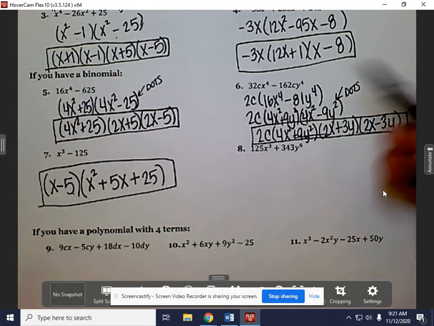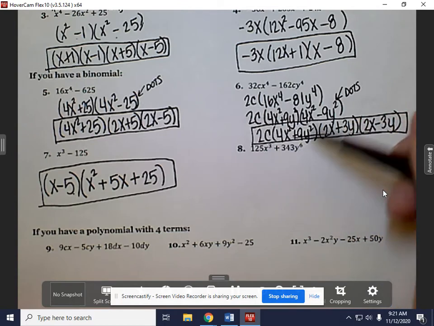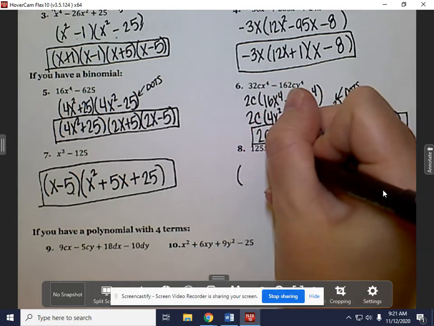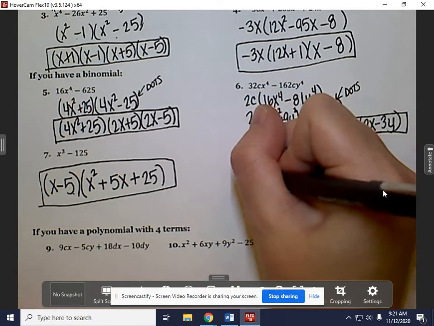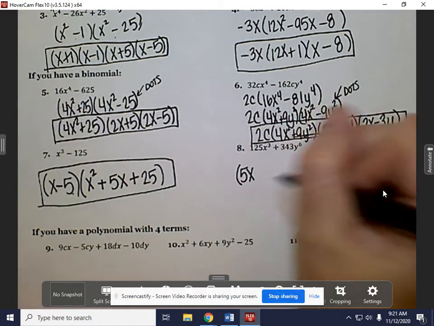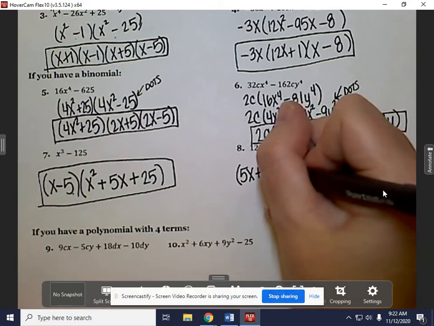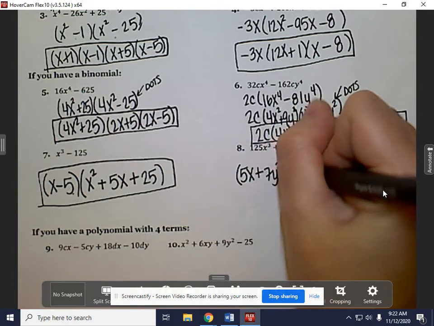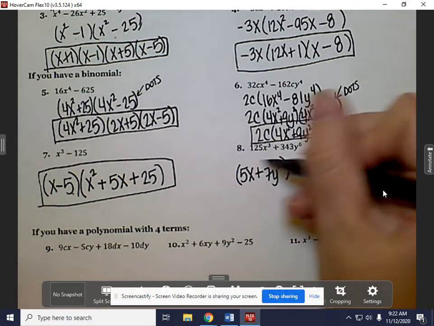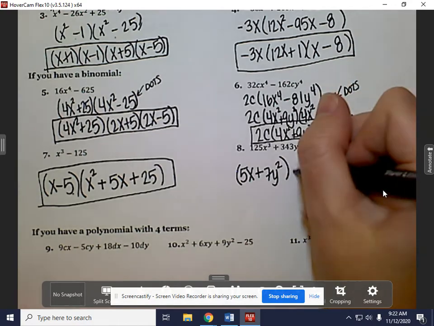So this one, same idea. This is a sum of two cubes. So I'm going to take the cube root of the first term, that comes out to 5x. I keep the same sign. I'm going to do the cube root of the second term, which would be 7y squared. So everything, the rest of it's kind of based off that. So it's important that you got that binomial.